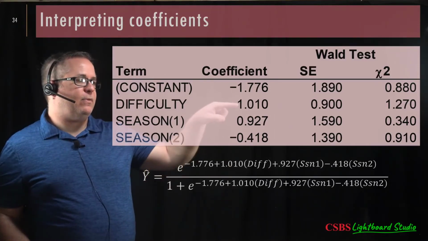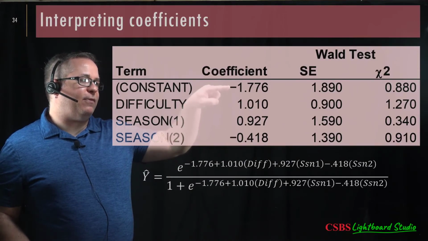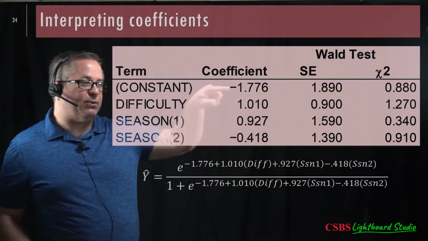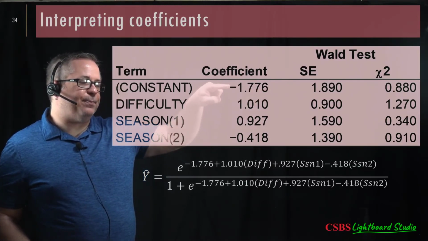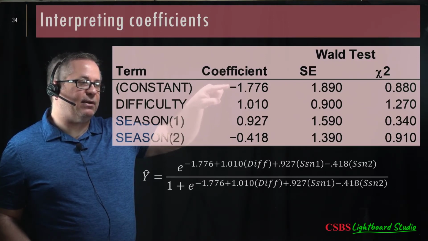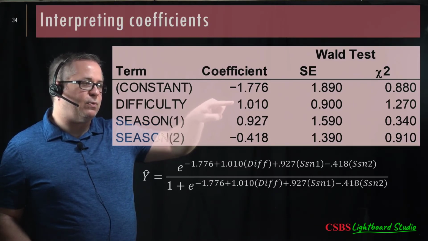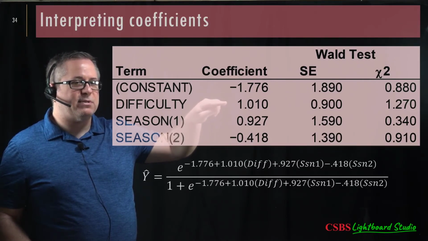Yeah, so for difficulty, remember you're starting off at a difficulty of 0, which doesn't exist. So the constant is assuming there's a difficulty 0, which is how we get this number. So it's sort of assuming a fictional difficulty, right? But as you change difficulties, going from 1 to 2 or 2 to 3, this predicts that you would go up 1.01 logit units.